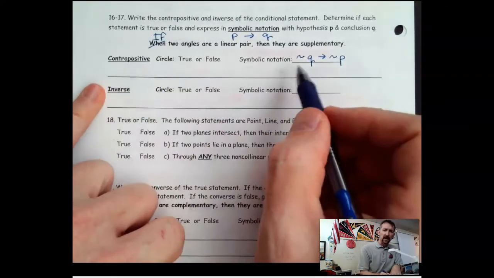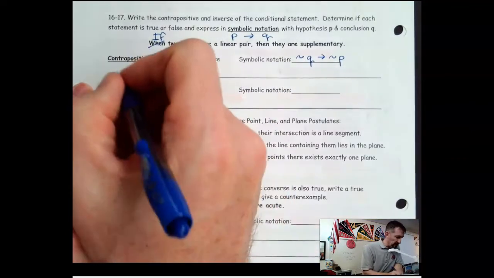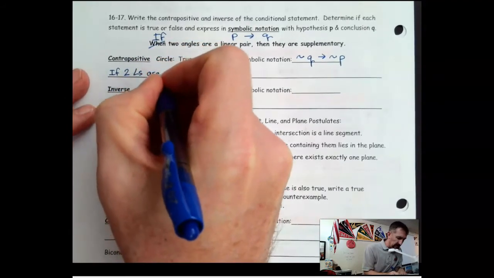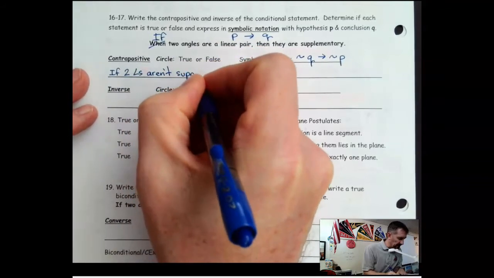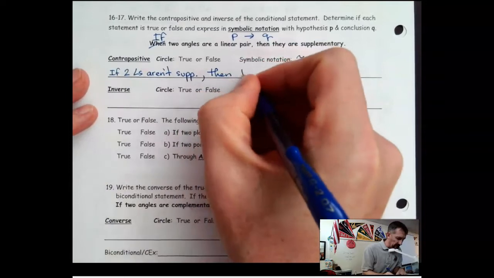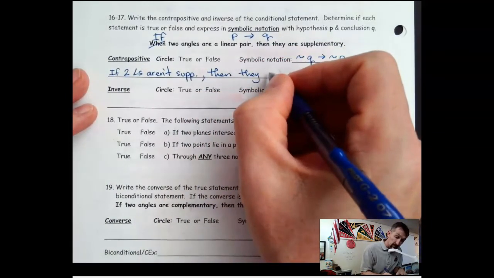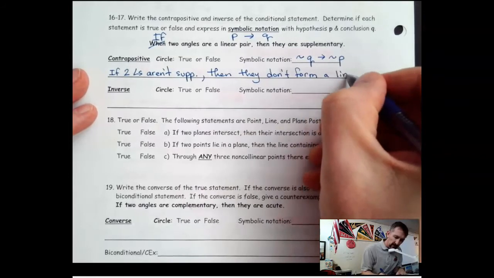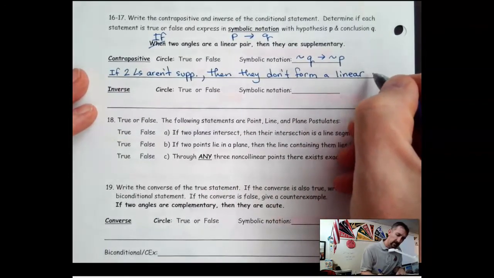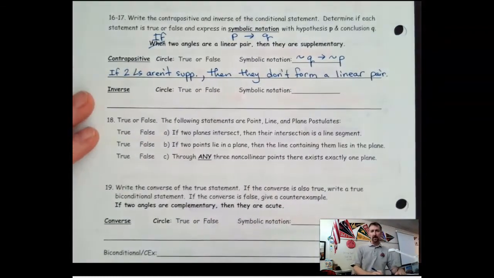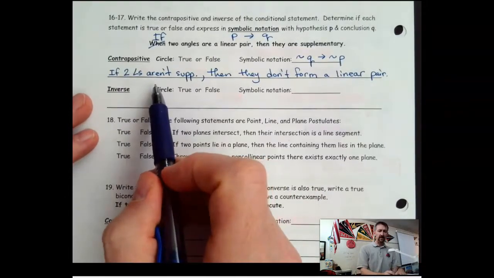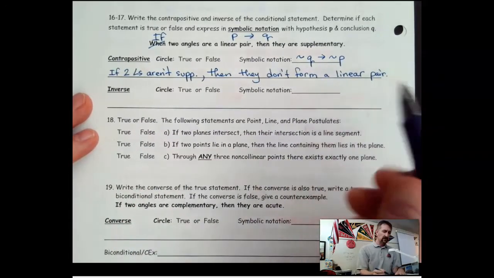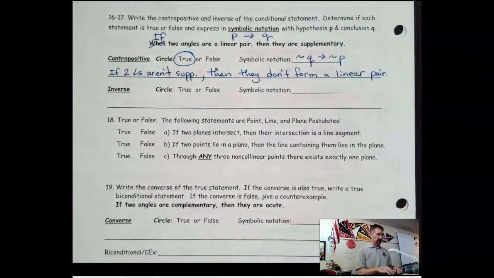Okay, so let's go ahead and do that. So the contrapositive means to switch these and say not. So if two angles aren't supplementary, then they don't form a linear pair, or then they aren't a linear pair. So there's different ways to phrase that a little bit, but if they're not supplementary, then they can't be a linear pair. Well, yeah, because if they don't add up to 180, then they definitely aren't making a straight angle. So that's true. All right, so that's that.